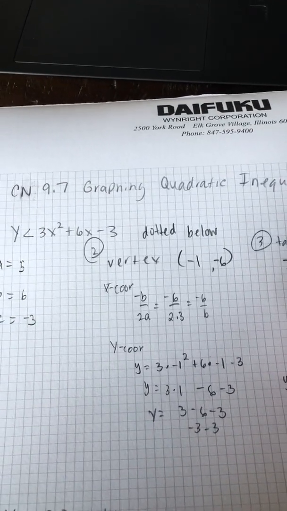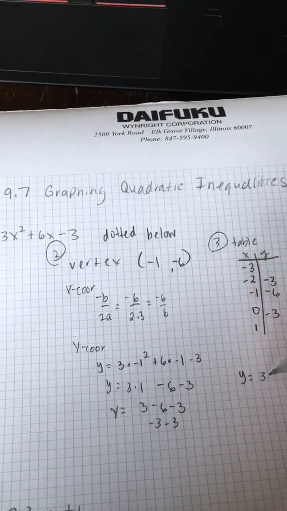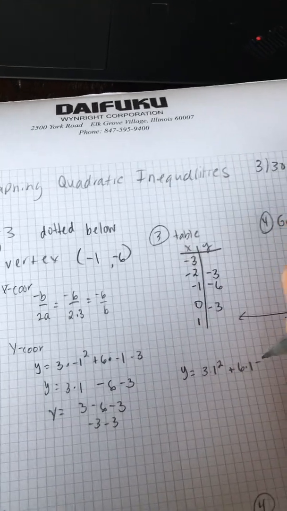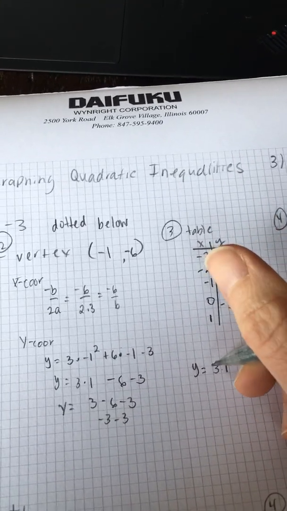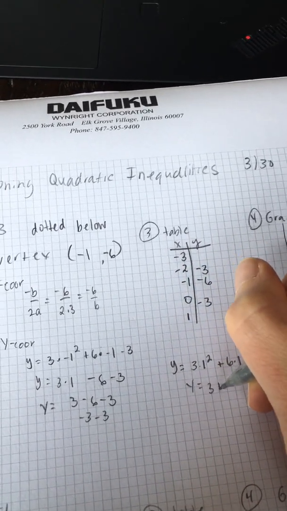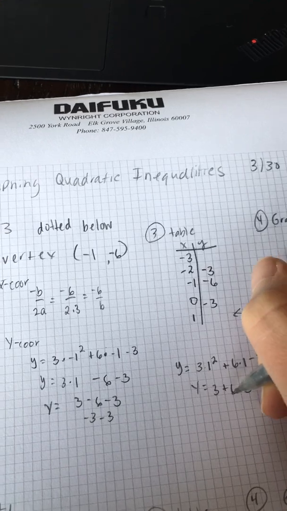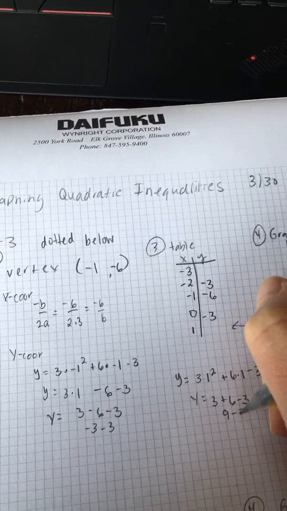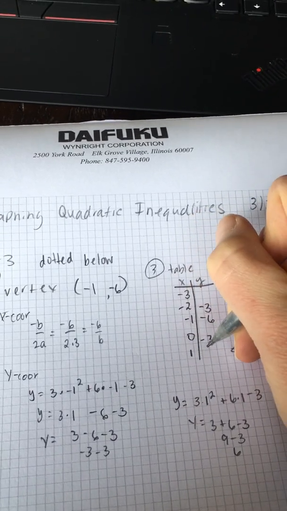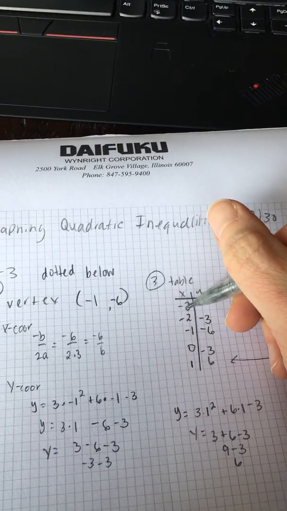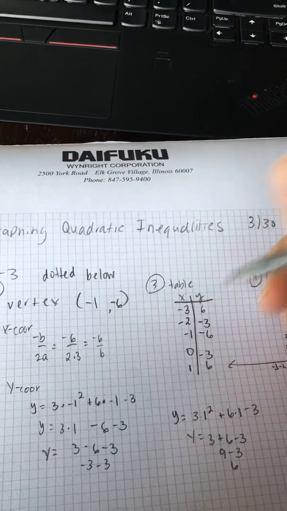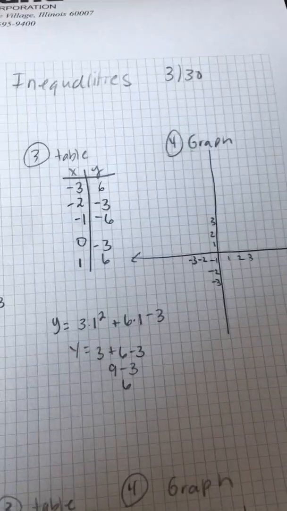Where do I go? Back to the original. 3 times 1 squared plus 6 times 1 minus 3. 1 squared is 1. 3 times 1 is 3. 3 plus 6 minus 3. 6 and 3 is 9. 9 minus 3 is 6. When I plug in a 1, I get out a 6. That means if I were to plug in a -3, I would also get out a 6. My table is now complete, and I go to graph my points.